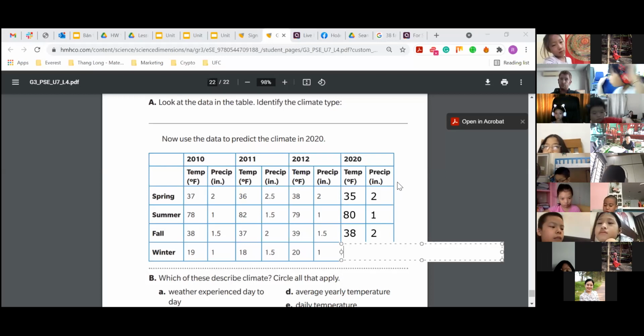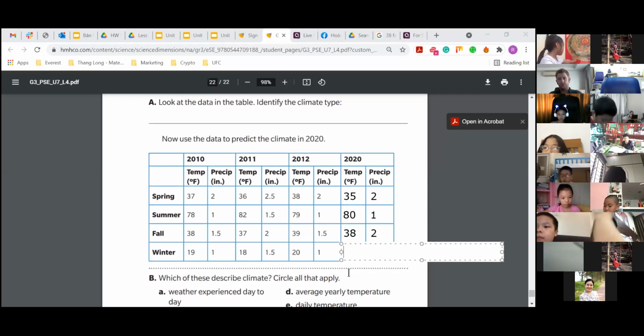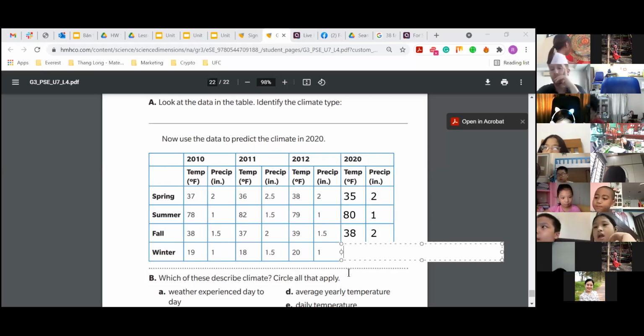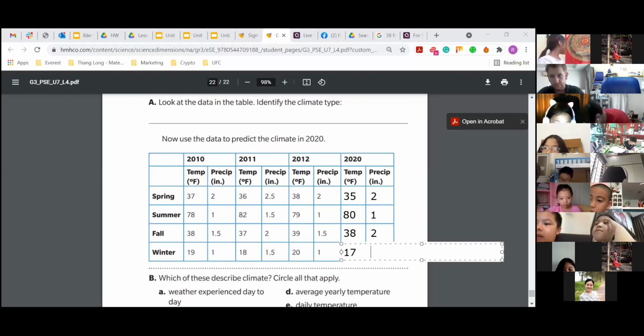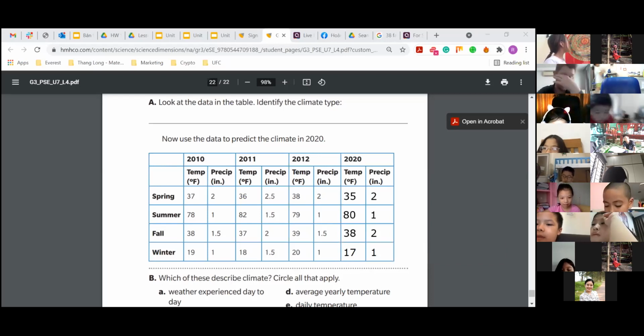Okay, you can continue. Okay, Dao, give me some answers, please. I think it is 17. 17 and 17 and 2. 1. Yes, let's put 1. Right now, so you can tell me what they think. Mingha, what do you think the climate zone is?